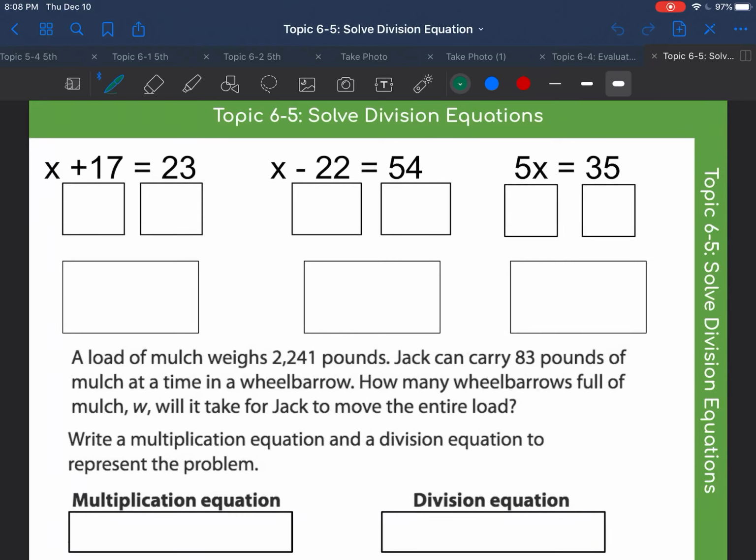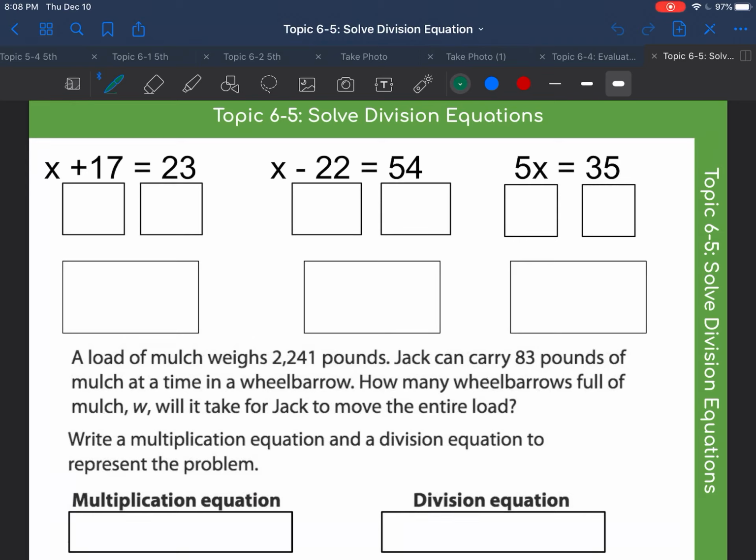Hello, sixth graders. So today we are going to be discussing our last topic for topic 6. And this is going to be the very last step of your Movie Madness project. So we've been talking about estimation. We've been talking about dividing whole numbers. Yesterday we were talking about evaluating expressions using division. And now we're going to be talking about solving division equations.